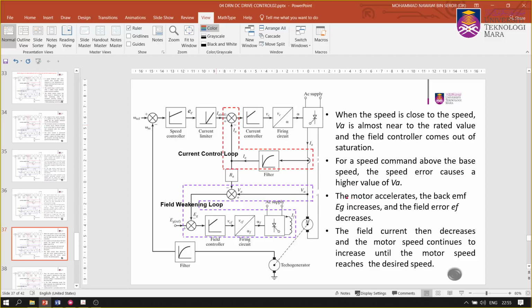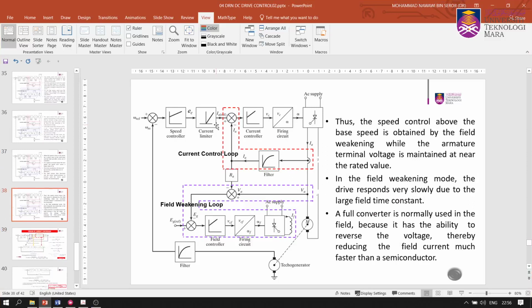So the motor accelerates, the back EMF EG increases, and the field error EF decreases. The back EMF is somewhere here. EG increases, and the field error EF decreases. EF is actually somewhere here. So this is your EF, the field current error. The field current then decreases and the motor speed continues to increase until the motor speed reaches the desired speed. So that is the field weakening loop.